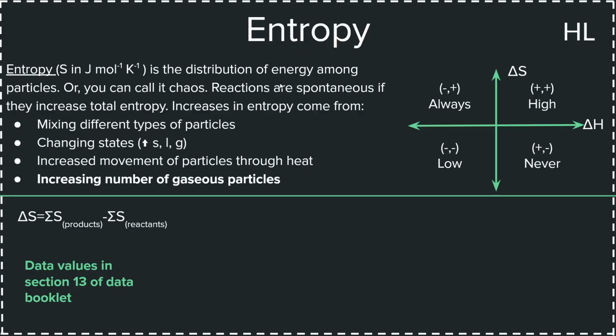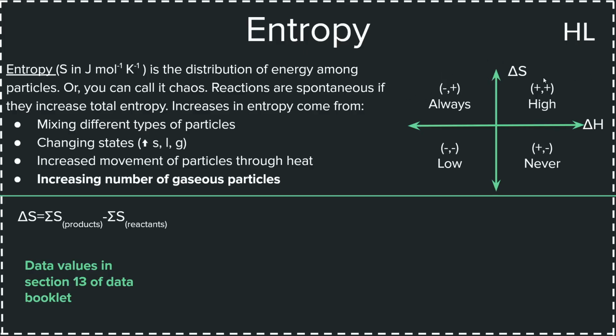with reference to reactions are spontaneous if they increase total entropy, right? So here's a way you can tell that reactions are spontaneous. If they decrease total enthalpy, right? So they are exothermic, making the products stable, and it increases entropy. It is always going to be spontaneous. If it increases entropy and it increases enthalpy, it's going to be high, but not always, right? If it decreases both, it's going to be low, and if it increases enthalpy and decreases entropy, it's going to be never, right?